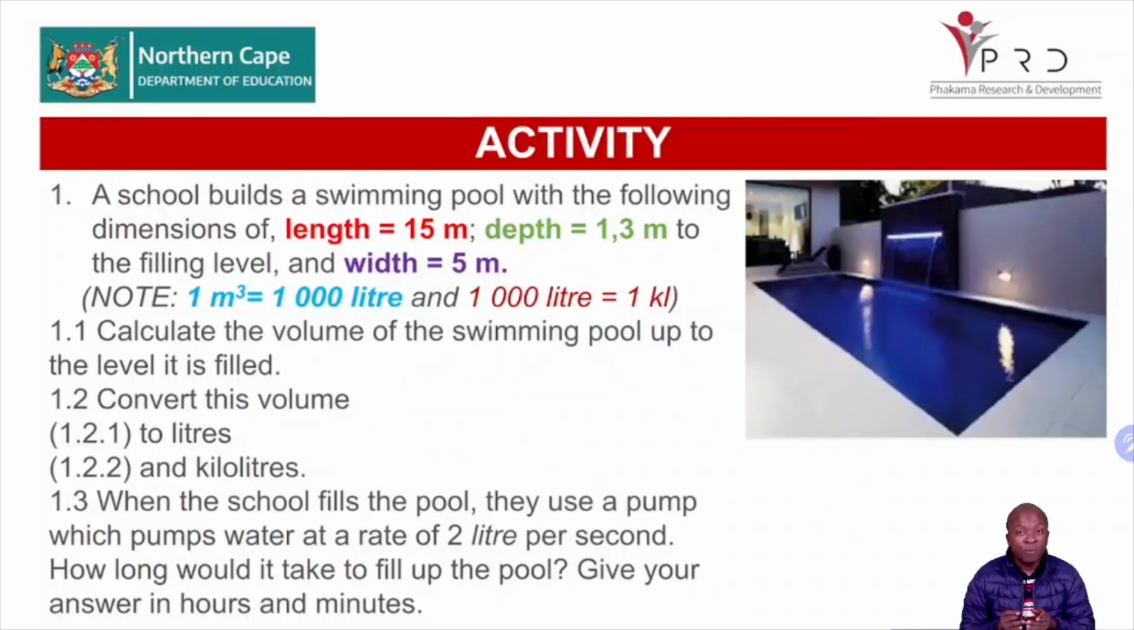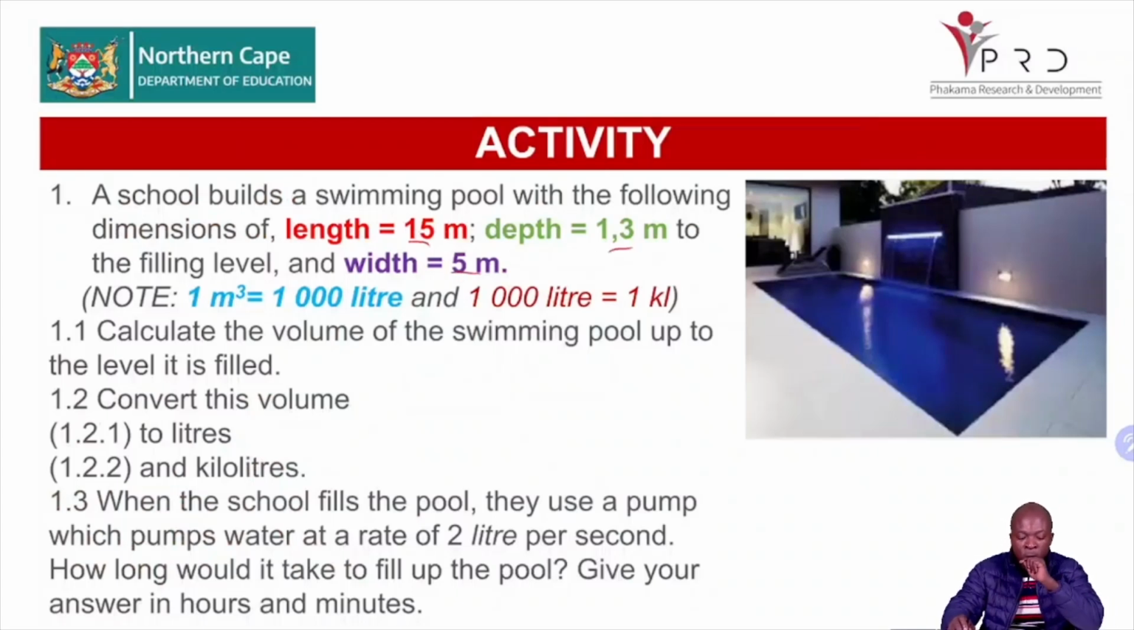All right. So now, since we have done a few examples, can we go back and do some activities where you have to sit, write, do the work, and let's see how it goes. So the first one, a school builds a swimming pool with the following dimensions. The length is 15 meters. The depth, remember I said to you the depth is the same as the height, is 1.3 meters and the width is 5 meters. So they have given us all the three values, length, width, and height.